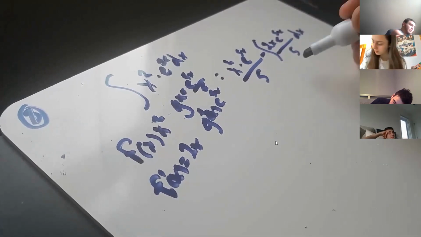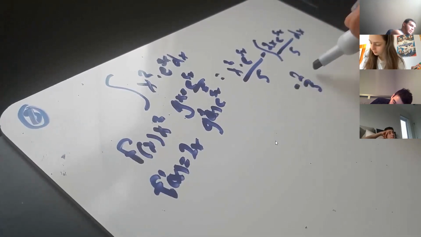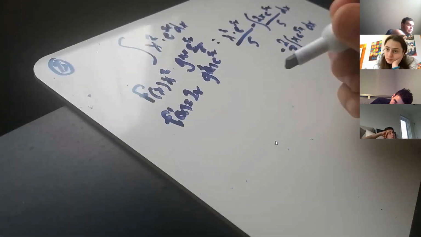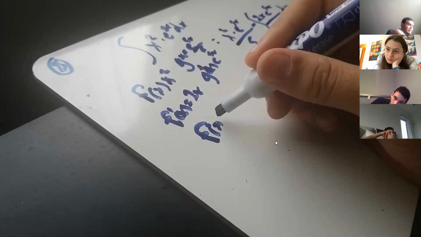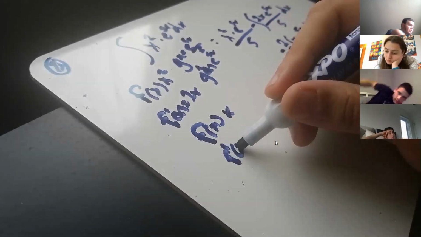Let's move some constants around. Negative 2 over 5 in front. x e to the 5x dx. Chain rule number 2. The g of x is the same, so I'm not going to bother rewriting that. f of x equals x. f prime of x equals 1.